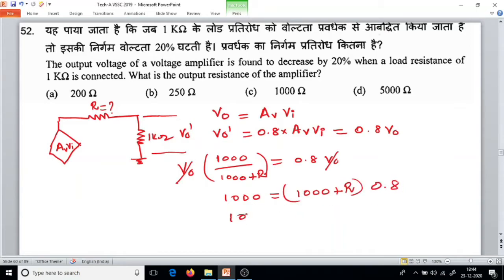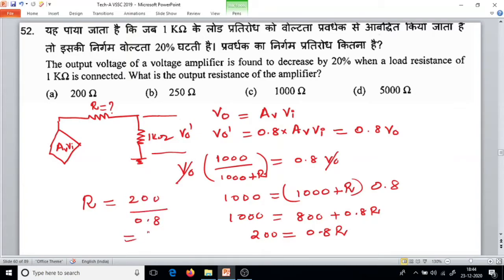Now if we solve this, what will come? 1000 equals 800 plus 0.8 R. Now 200 equals 0.8 R. If we solve this, we'll get R, that is the internal resistance of the amplifier. That is 200 divided by 0.8, so it comes to 2000 divided by 8, which is 250 ohm. So the answer is option B, 250 ohm.